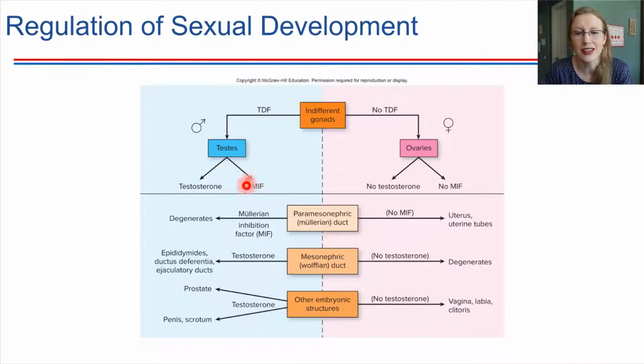So without this, again, it's kind of like the default is the female body plan. Without MIF, what would happen is a uterus would develop and fallopian tubes would develop. So that's following more the female body plan. So the presence of these two substances, testosterone and MIF, this ultimately ends up leading to masculinization in the male body.